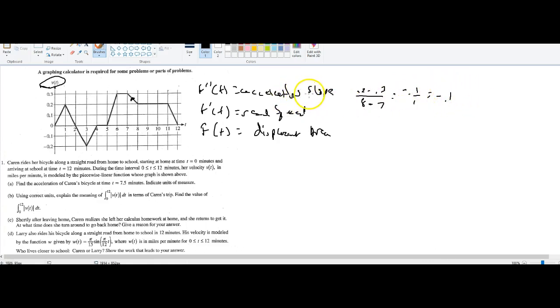I go back and look at my units, and they're talking about what? They're talking about miles per minute and minutes, right? So this is going to be miles per minute squared. All right? And so that's how you're going to do the very first problem.